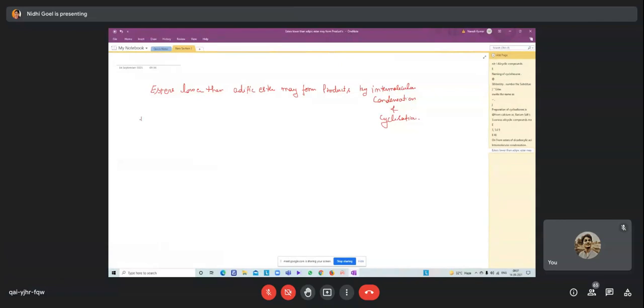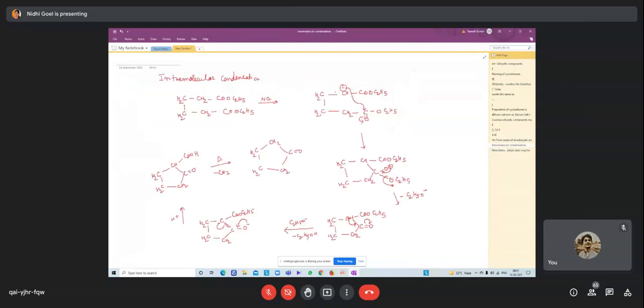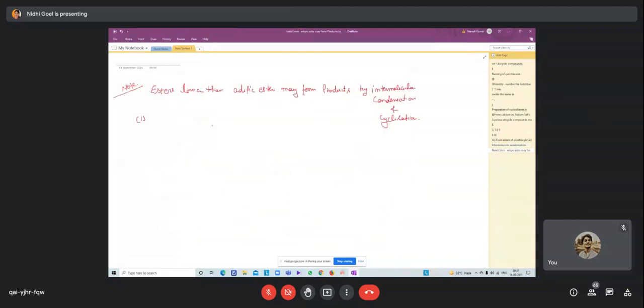So first, this is not ethyl succinate. Excuse me, ma'am. Yes. Ma'am, the mechanism of the Dieckmann reaction was intramolecular condensation or intermolecular? Intramolecular, because the mechanism occurs within the one molecule. No other molecules are used. That means intramolecular. Okay, ma'am.